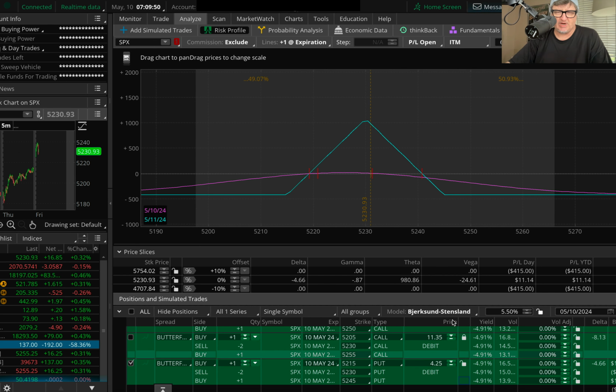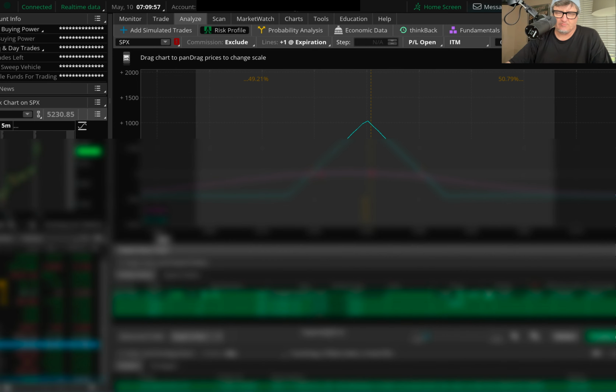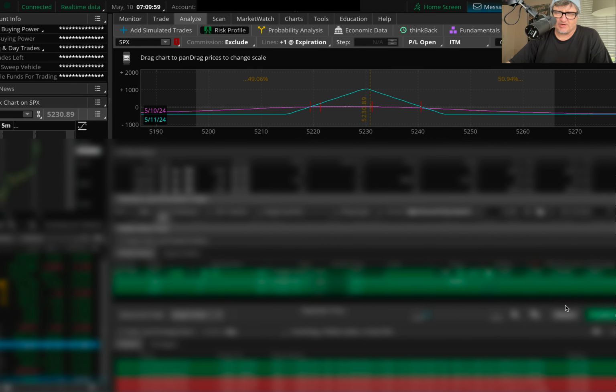I'm going to unlock that box. So here we go. This is our put butterfly, at the money butterfly. I'm going to see if I can get filled here. I want to get a nice price. What's my best price I can get? I see, can I get like 4.30?